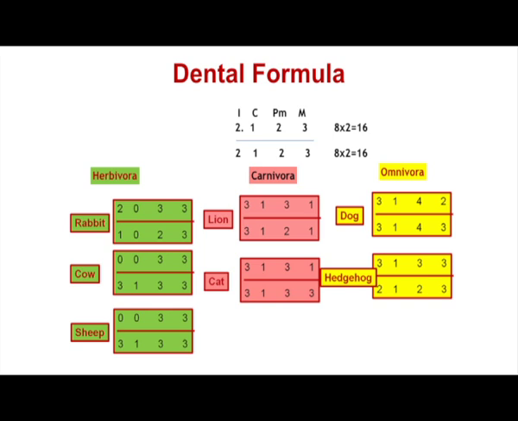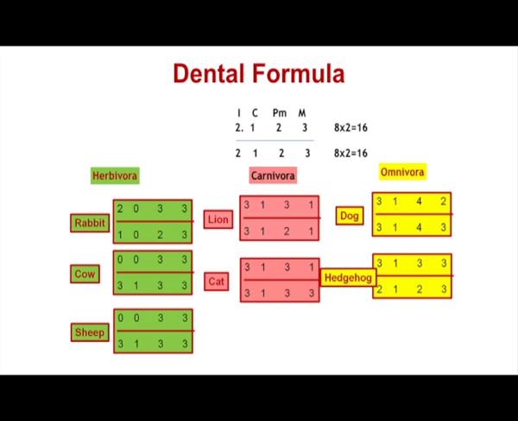Similarly, you can see that carnivores exclusively contain canines, and they have a lesser number of premolars and molars. Similarly, omnivora are species which can take different types of food material, whether they take grass or meat. Human is also an example of omnivora.